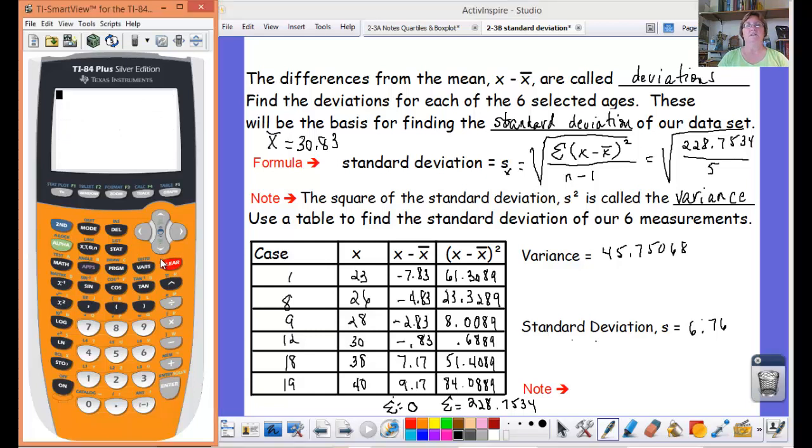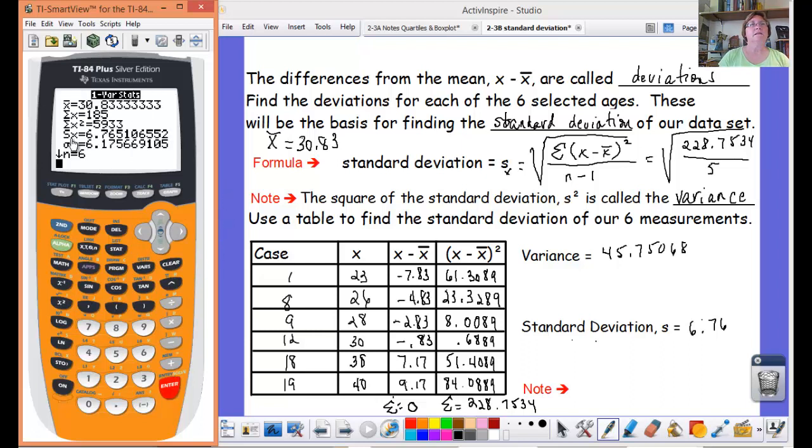Now it won't come to any of you as a surprise that your calculator will do this same calculation. It's part of the one variable stats. I have my 6 data values in the list of my calculator, my X's if you will. And if I stat, calc, and one variable stats, they are in list 1.